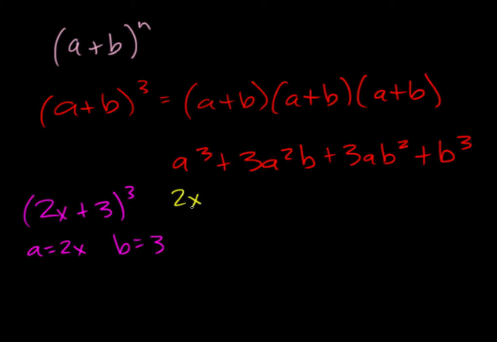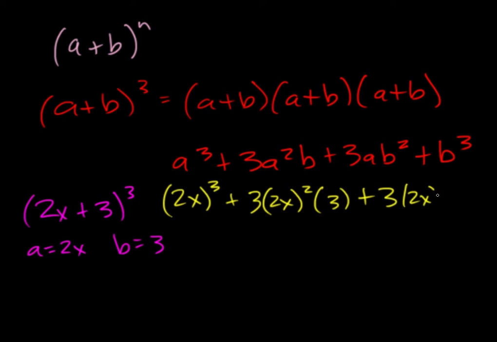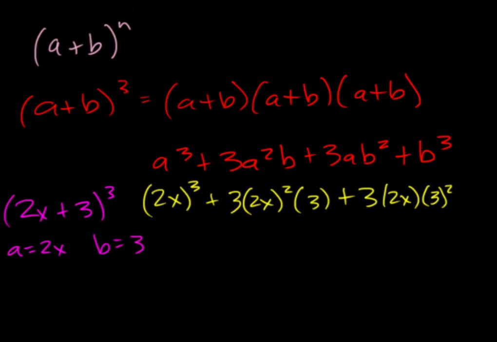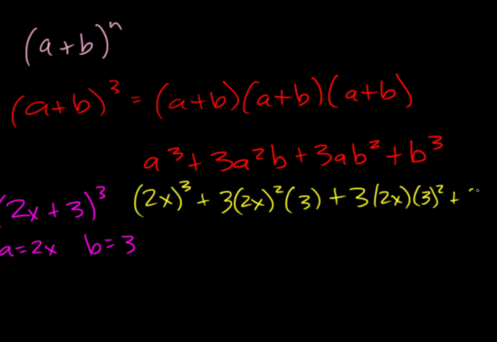And so we get 2x cubed plus 3 times a squared times b. Now I'm doing this one, which is 3 times a times b squared plus b cubed. If we simplify that, we cube both of these, we get 8x cubed.